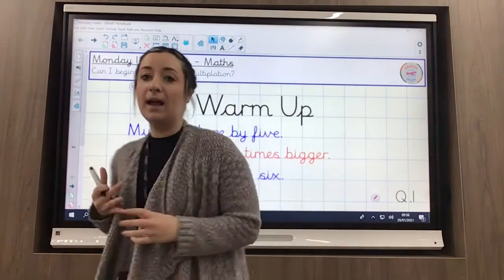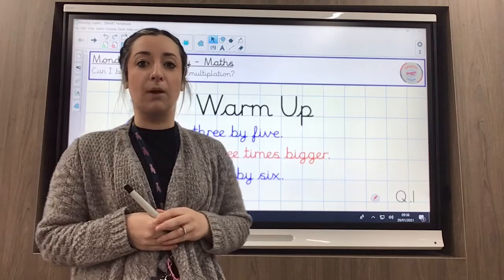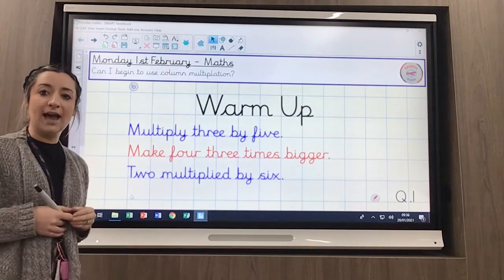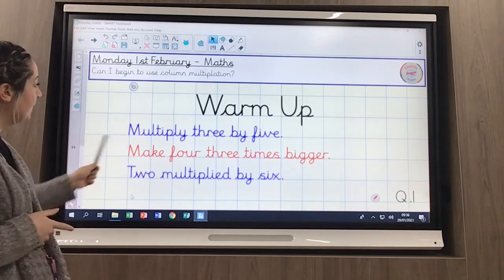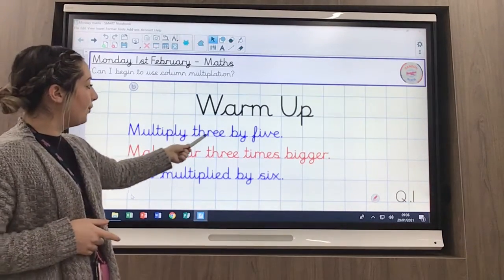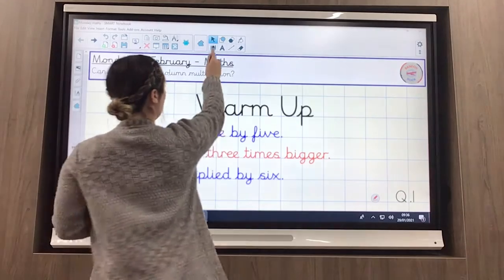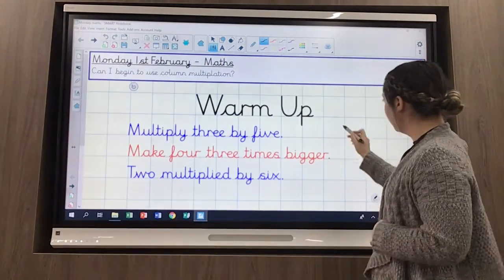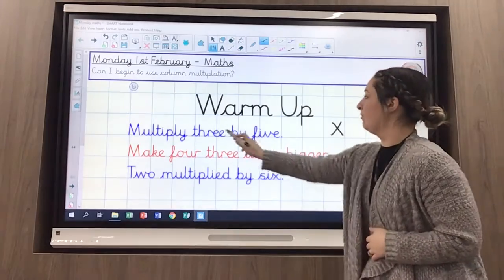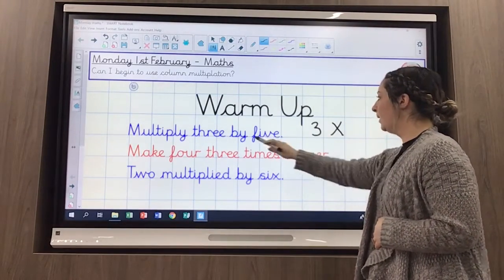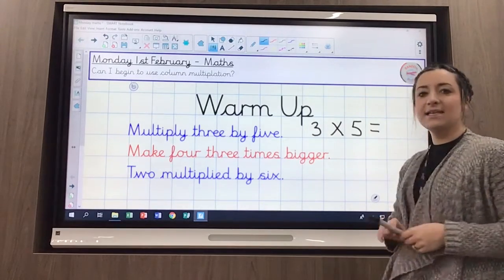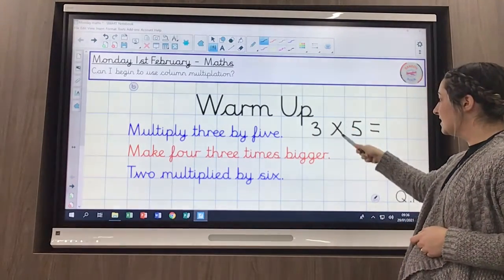Okay, so our warm-up is multiplication word problems. So we need to read the sentences to work out what is the number sentence. So it says multiply 3 by 5. And what it's asking me to do there, multiply 3 by 5. So the number sentence that it's asking me to do is 3 times 5.